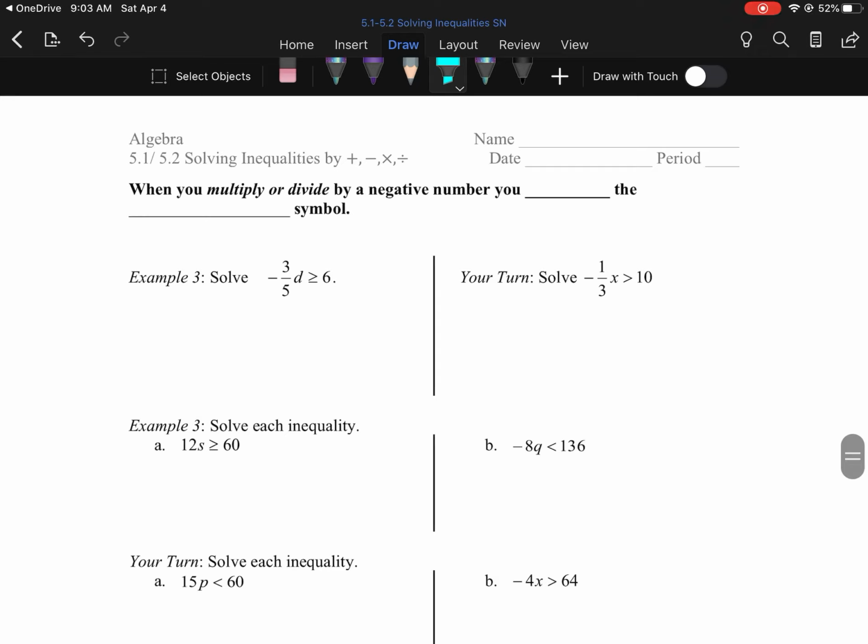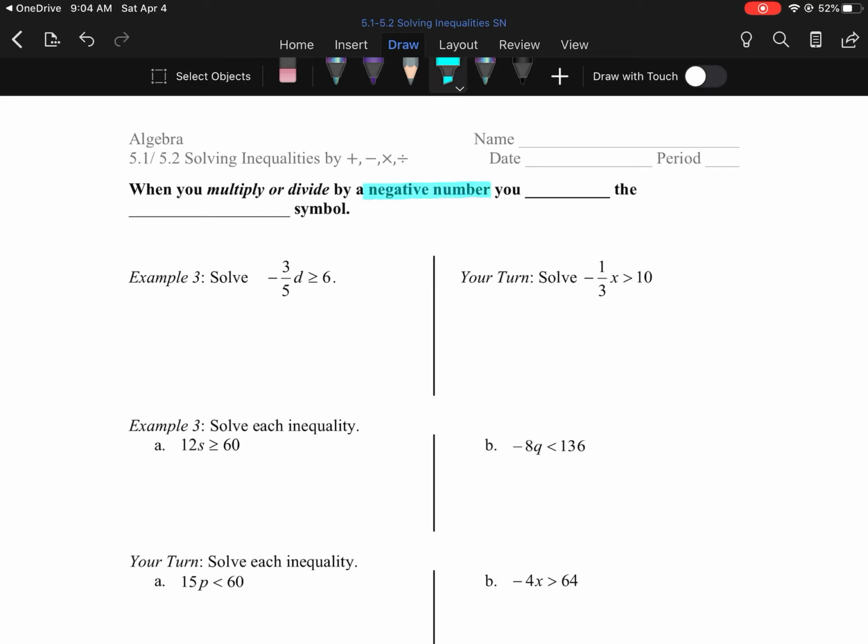All right, so we have only done addition and subtraction. We haven't had to do any multiplication or division yet. But there is something really, really big if you do multiplication and division. It's the only thing that makes solving these inequalities different from solving equations.